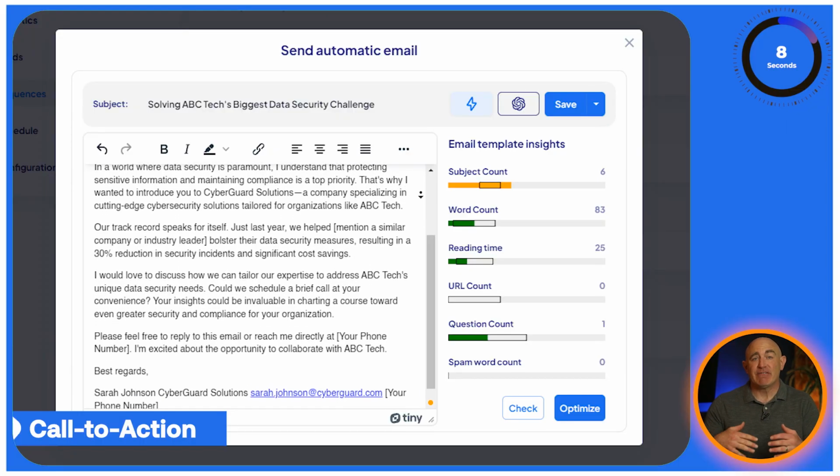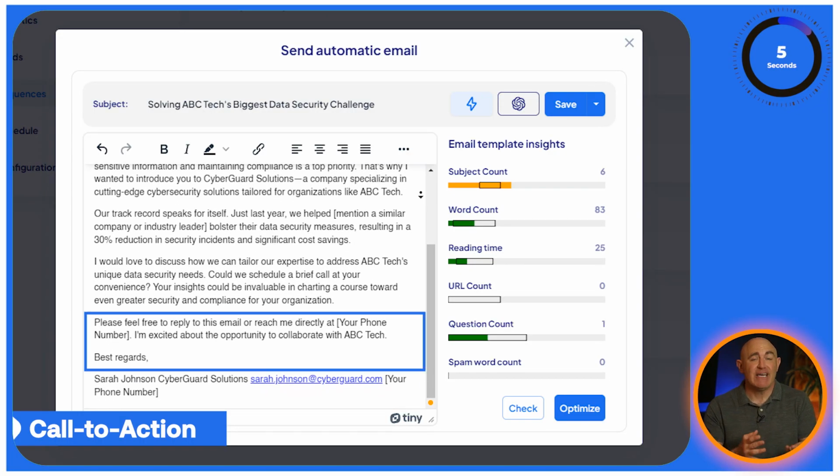At the end of your email, you want to close with a clear and concise call to action. It could be a request for a quick phone call, a demo, or a meeting. Don't forget to include your contact information for easy follow-up.